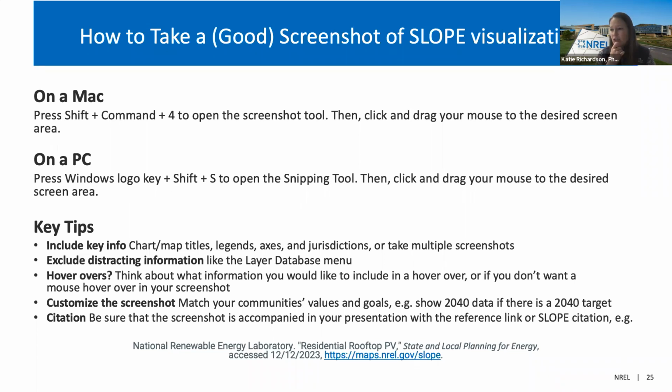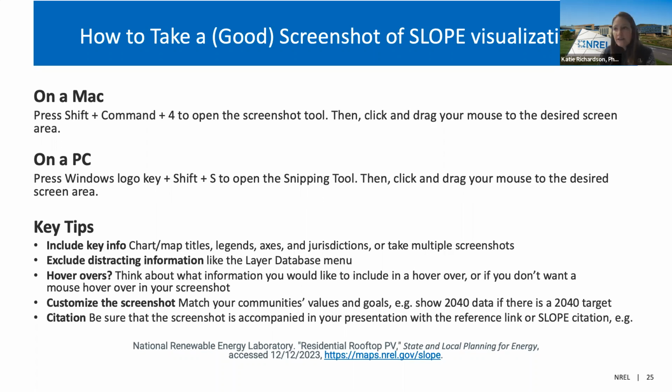Certainly you might want to think about, we have that hover over feature. Do you want to include that hover over? Do you not want to include that hover over? And how can you customize your screenshot? If you're a community that's got a 2040 goal, make sure that slider is pegged to 2040 before you take that screenshot. We certainly always appreciate citations as well. So go ahead and grab, we have a citation there on the screen for you. You can just copy and paste it. Hopefully we're making this as easy as possible to include SLOPE data.